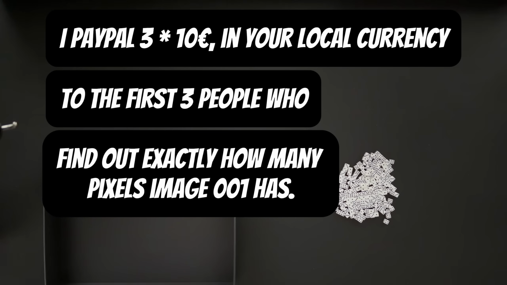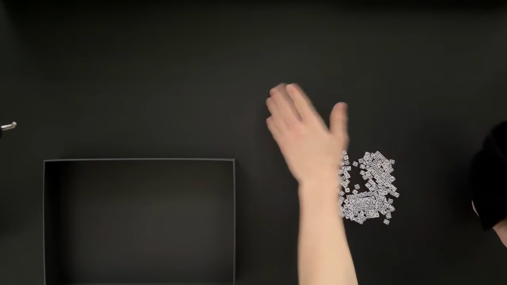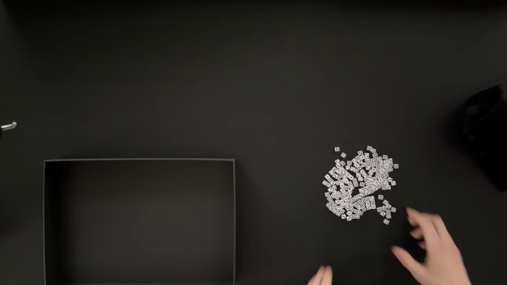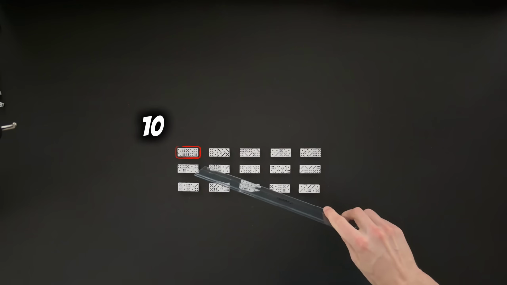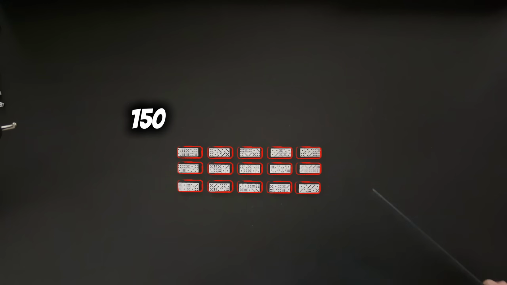I bought 1,000 dice on Temu, but we can't actually use 1,000. We'll try to use as many dice in one throw as possible. As you can see, we have 150 dice here, because that's 10 dice, 10 times 3 is 30, and 30 times 5 is 150. We'll be using 150 dice to make the experiment.